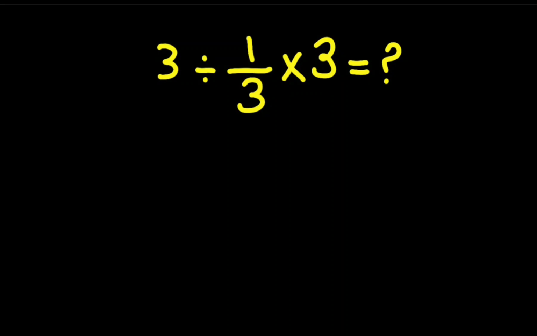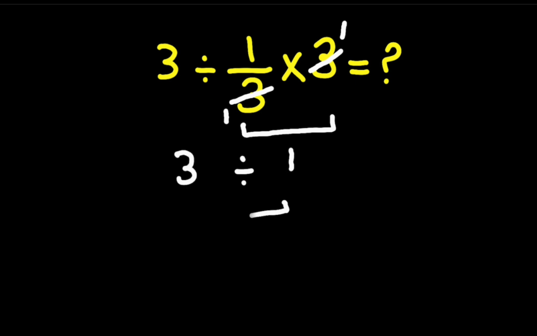We have 3 divided by 1 over 3 times 3. Now we can simplify this expression. 3 divided by 3 gives us 1 and 3 divided by 3 gives us 1. Now we have 1 times 1 that gives us 1. So 3 divided by 1 gives us 3. But this answer is not correct.